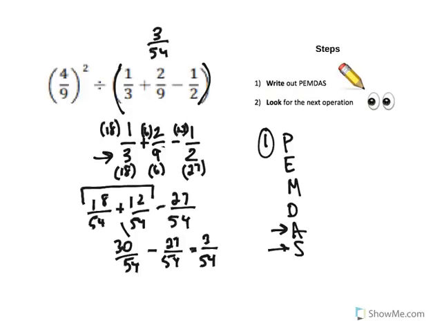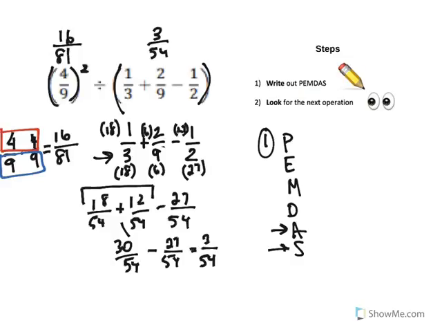Now I have to do the other set of parentheses here. I do 4 over 9 times 4 over 9 because it's squared, so I multiply, and I just multiply across because these are multiplying fractions. So 4 times 4 gives me 16. I multiply across on the bottom, I get 81. This over here is 16 over 81.